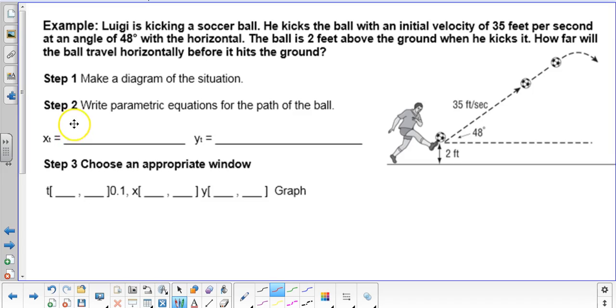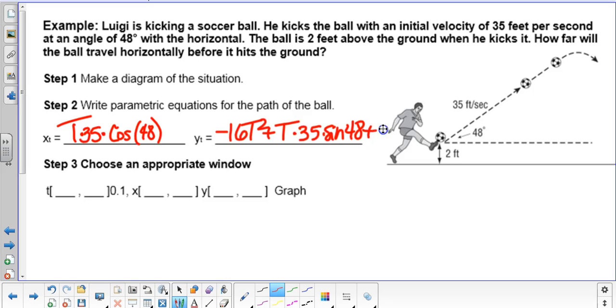The initial, we're going to put in T. Initial velocity is what? Anybody read about Luigi? 35. Cosine of the angle, which is 48. It's in feet per second, so we're going to do negative 16t squared plus t times 35 times sine of 48. Plus, how high was the ball when he kicked it? 2 feet. Okay.